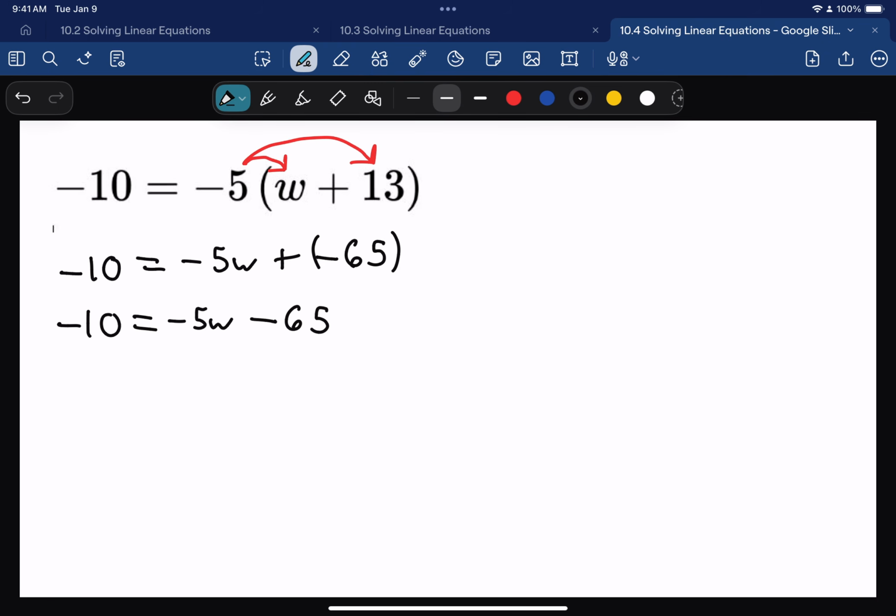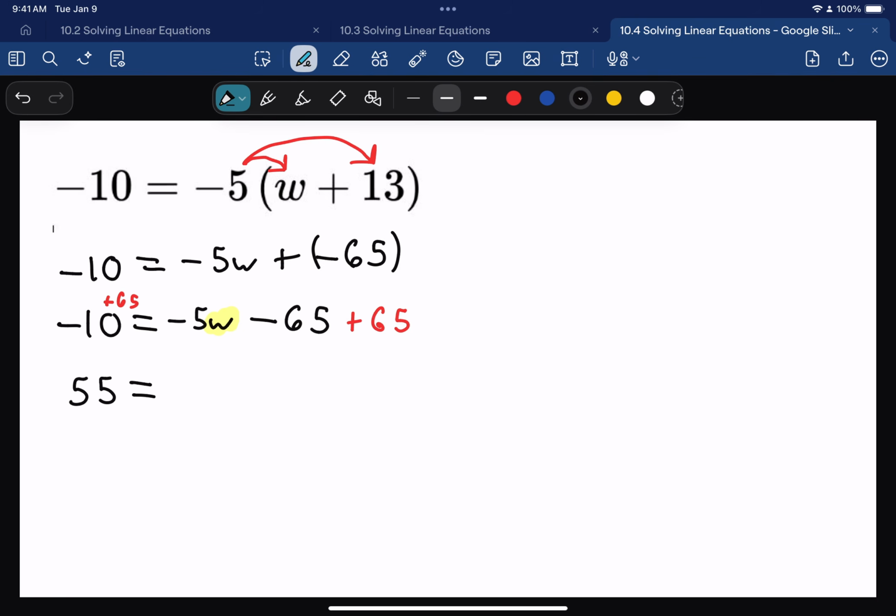So now we can solve using our opposite operations. So first step is we're going to try to get our variable by itself, right? Our variable is here. So we're going to add 65 because we're subtracting 65. So let's add 65 here, and we're going to add 65 on the other side. So negative 10 plus 65. So we're in the hole 10, and then we're adding 65. So that's going to be positive 55.